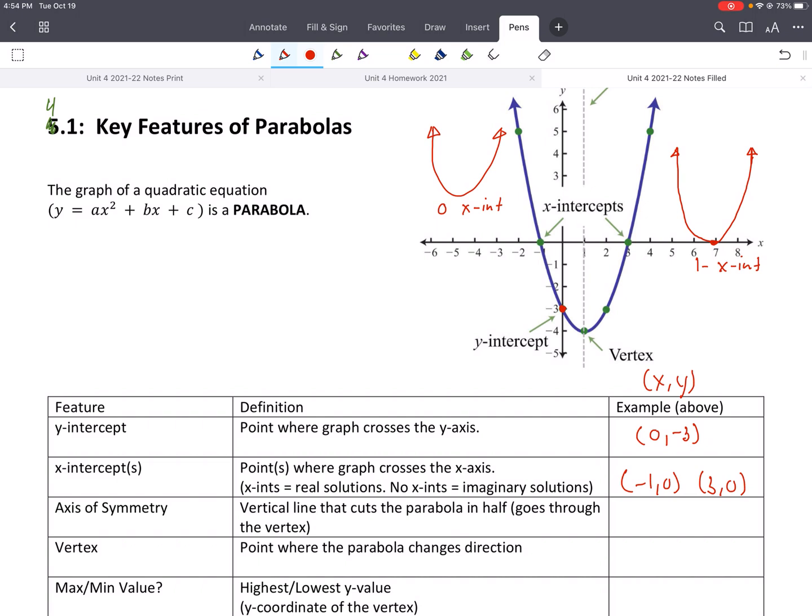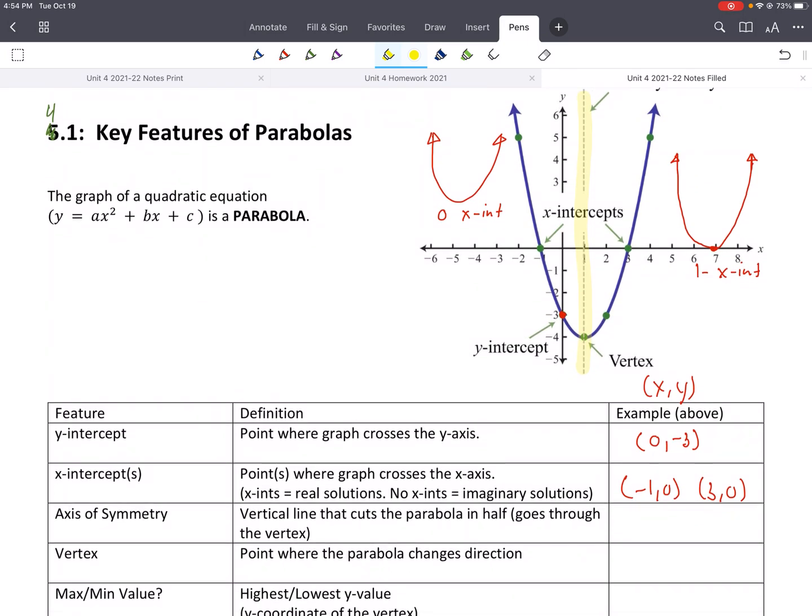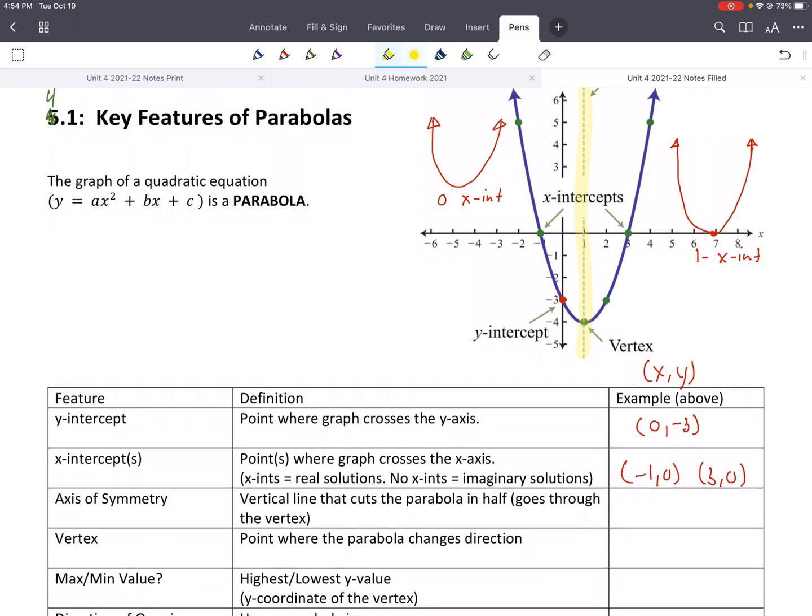All right. Next we have the axis of symmetry. So that is this vertical line. On your notes above, it calls it the line of symmetry, but in this class we're going to be saying that it's the axis of symmetry. Symmetry meaning that both sides of that line are symmetric. If we were to fold that parabola over that dotted line, then it would land right on top of each other.